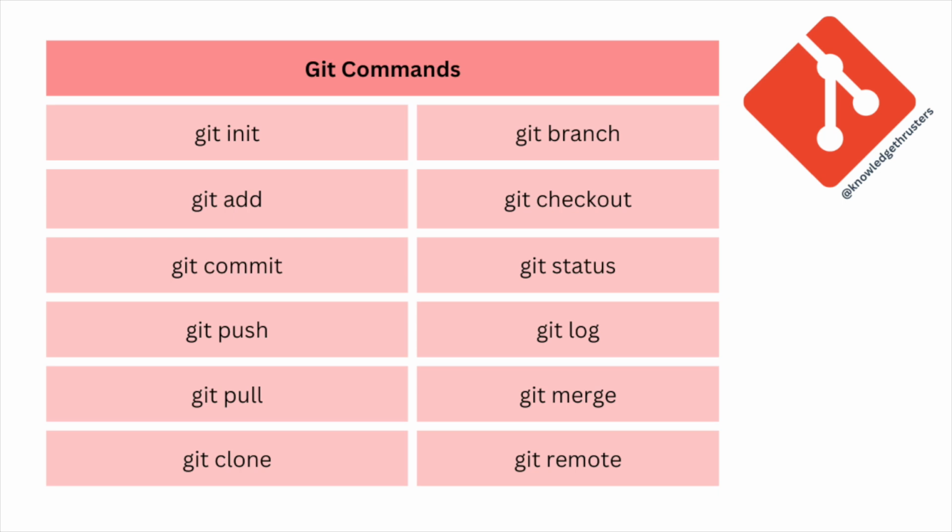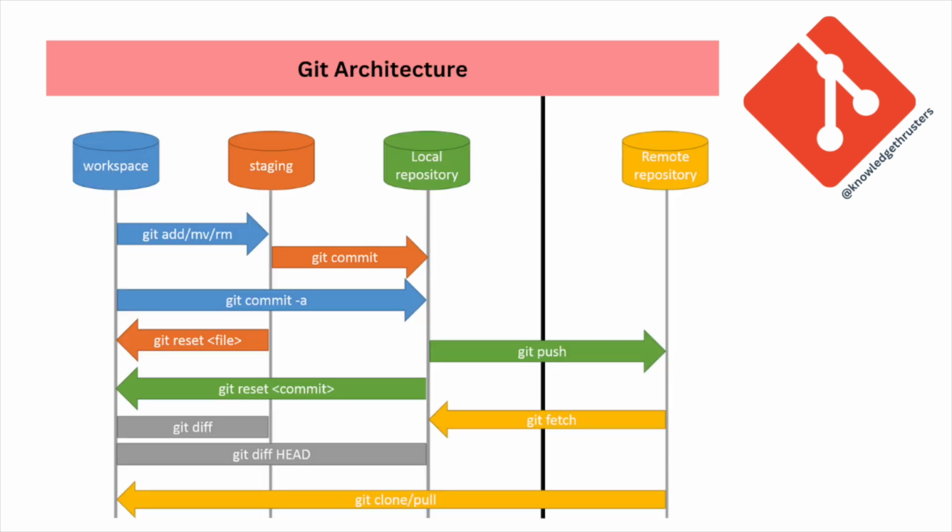Now let's first see how it works, the architecture of Git basically. Here you can see we have four things: first is workspace, staging area, local repository, and then the remote repo. The first command you can consider is git add. It adds your changed file or any new file to the staging area. If you run this command and then the git commit command, that adds it to the local repository.